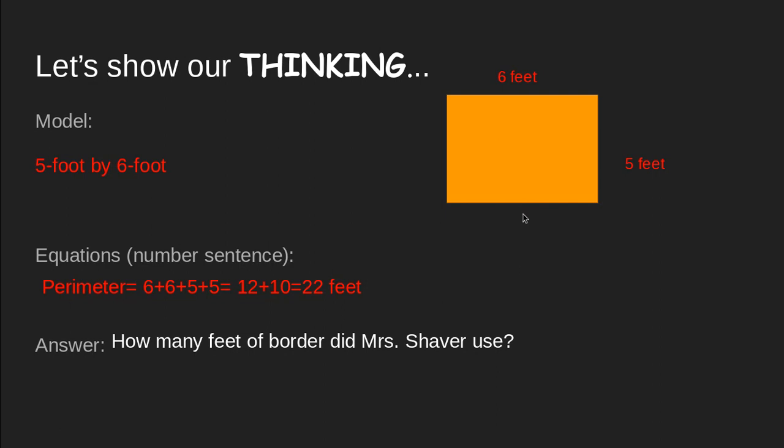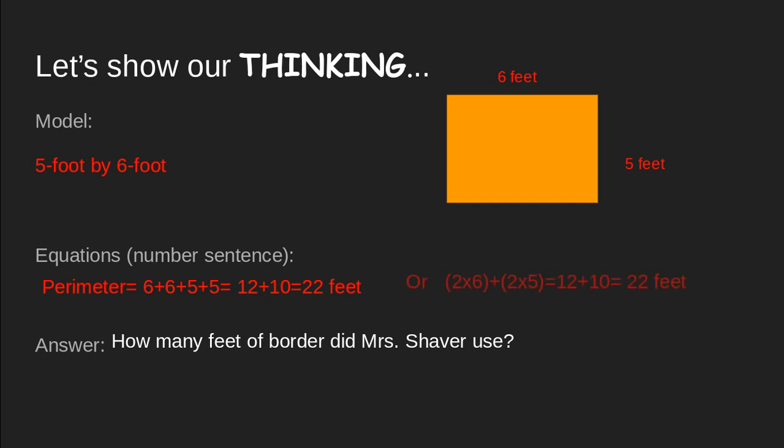I know this is 6 feet because right across, it's the same measurement. They're equal sides. They're parallel to each other. Therefore, they're equal. And in this case, because remember that rectangles have 2 sets of parallel sides. Okay.